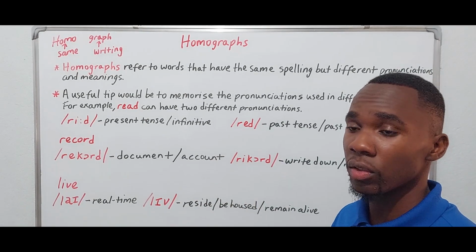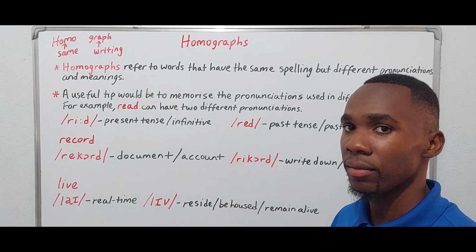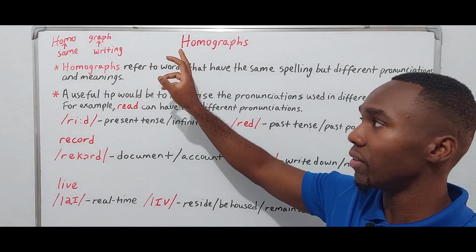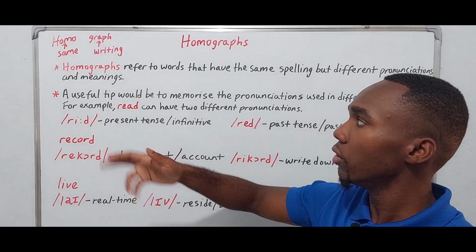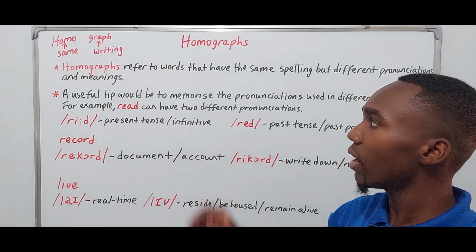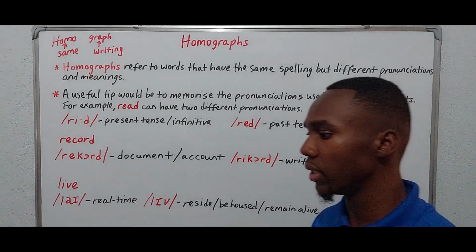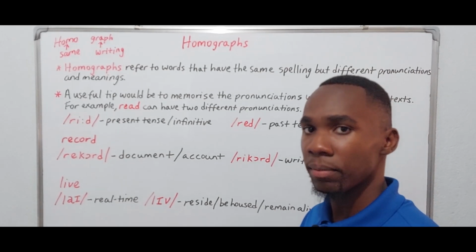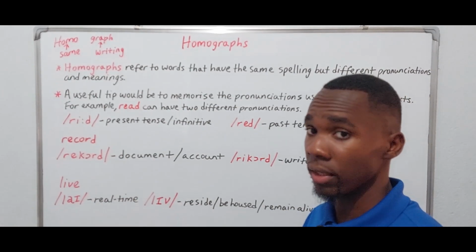These types of words are going to be problematic when it comes to speaking, because homographs are words that have the same writing, or they're written the same way, right? So homo meaning same, of course, and graph meaning writing. So homographs refer to words that have the same spelling but different pronunciations and meanings. Okay, so these are words that are spelled the same but they differ in pronunciation and meaning, right?